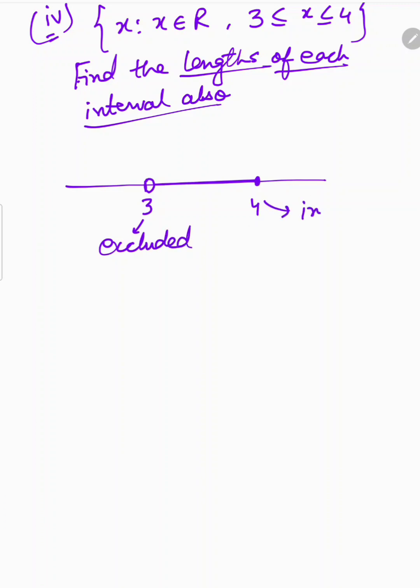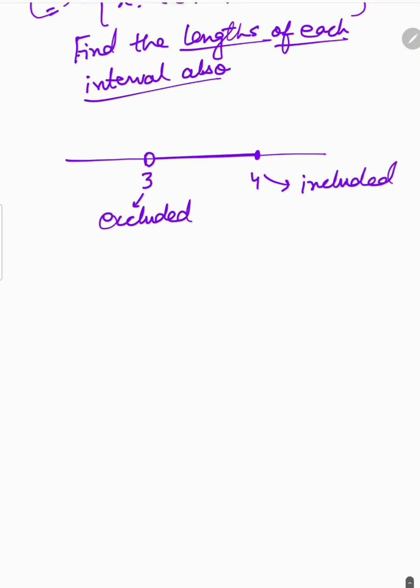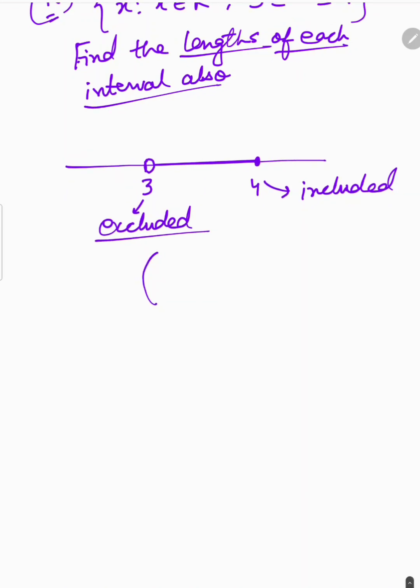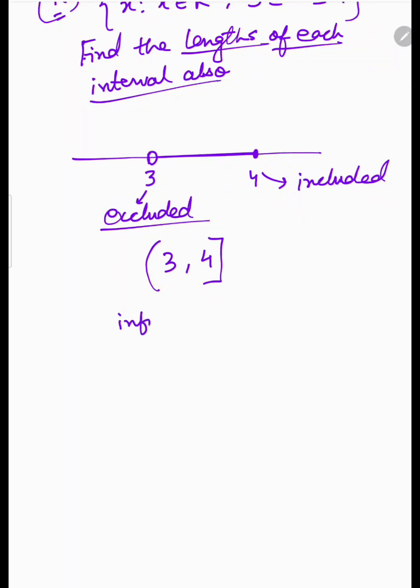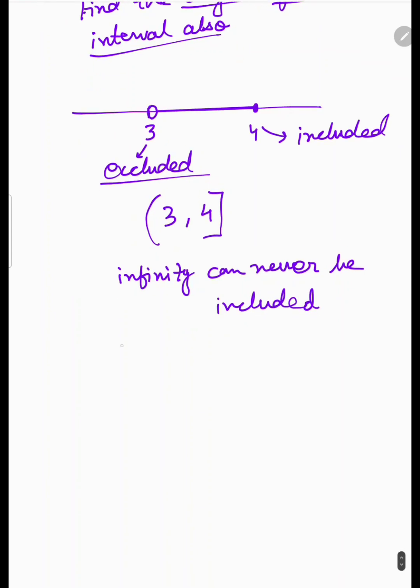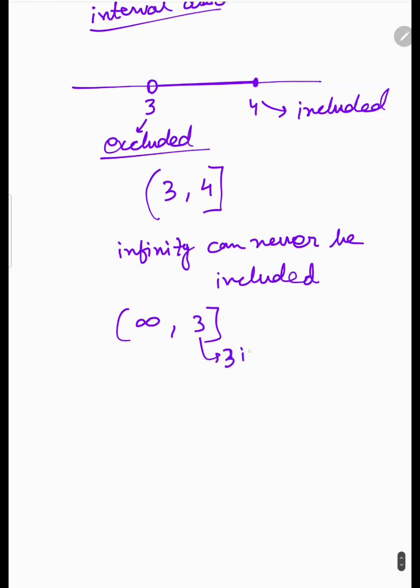And 4 is included. This is the meaning of this. So how to represent it? The part which is excluded is written in first bracket, okay, that is 3, and the part which is included is written in square brackets. Infinity can never be included. So infinity is always written in the first brackets. Means 3 is included.